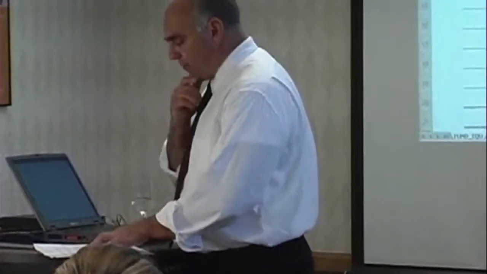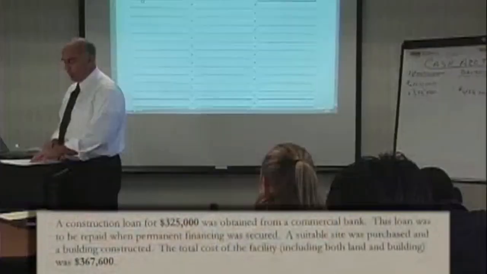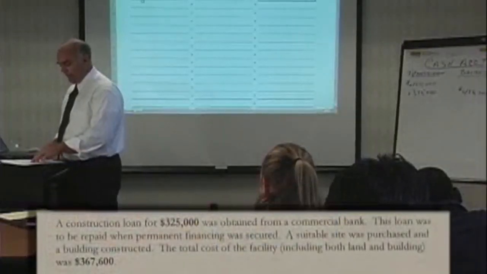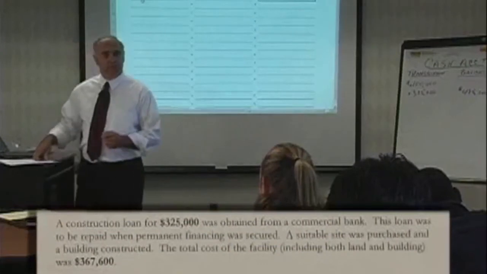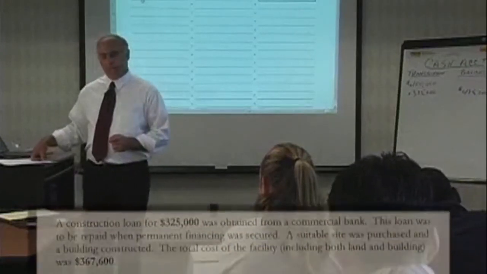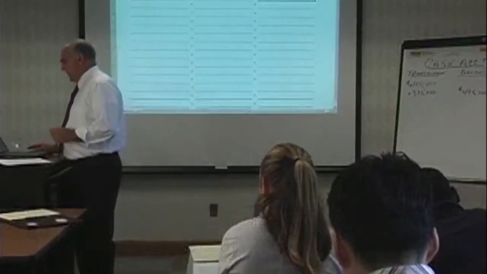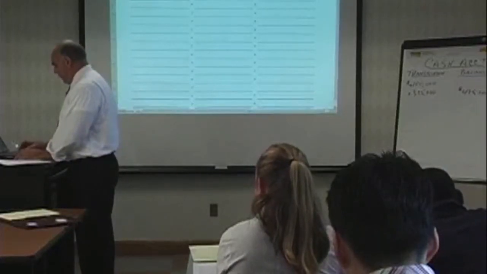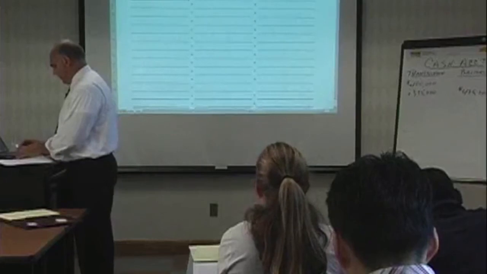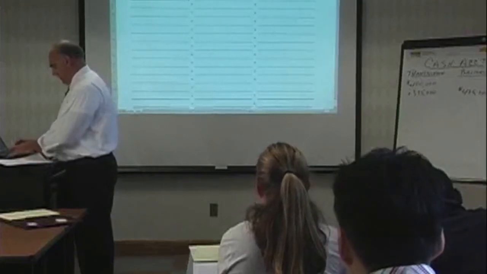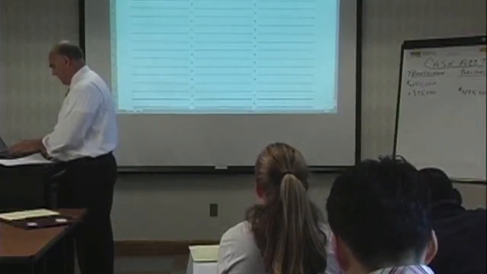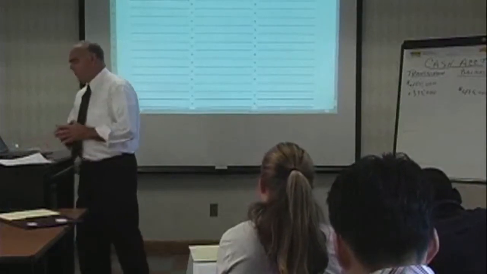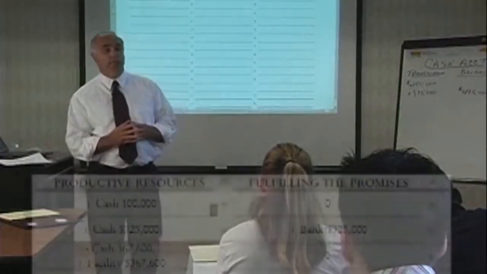Back to the opening chronology. A suitable site was purchased and a building constructed. The total cost of the facility, including both land and building, was $367,600. Well, sounds like we've used some of the cash. So we are going to reduce cash by $367,600. The question now is, what's going to keep us in balance?